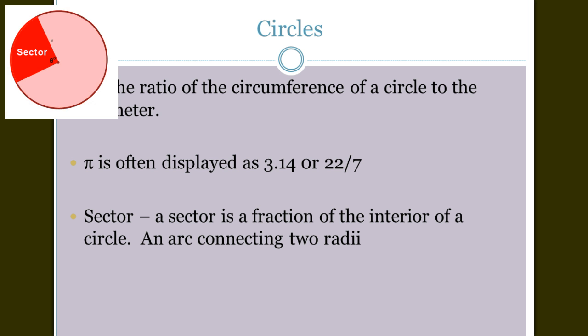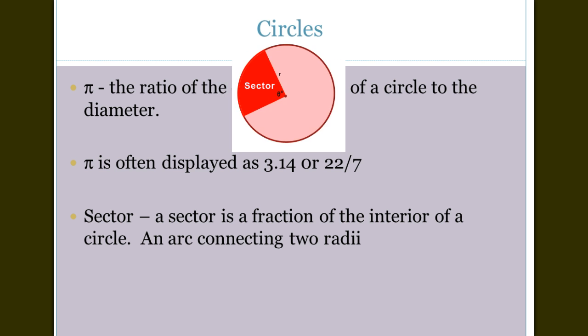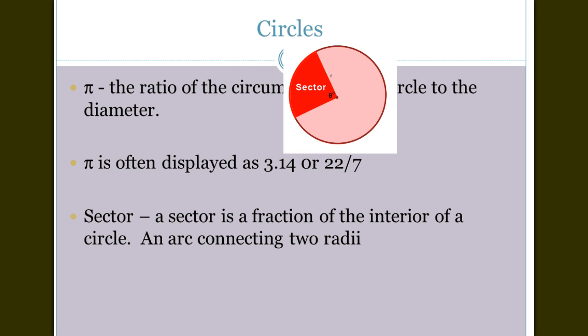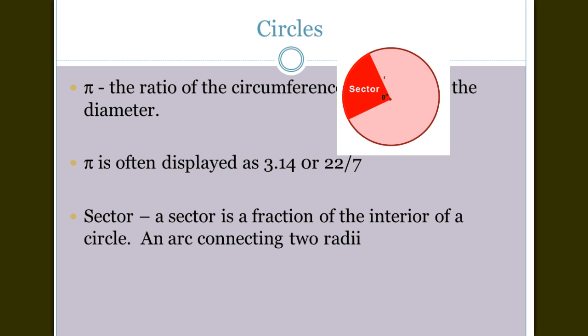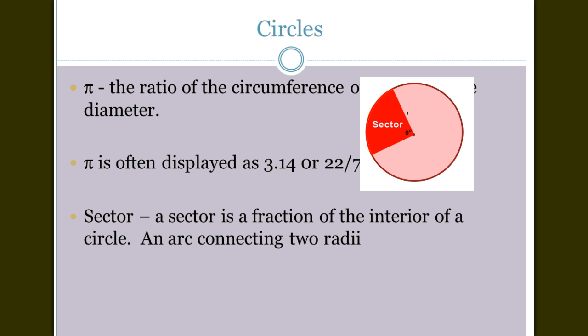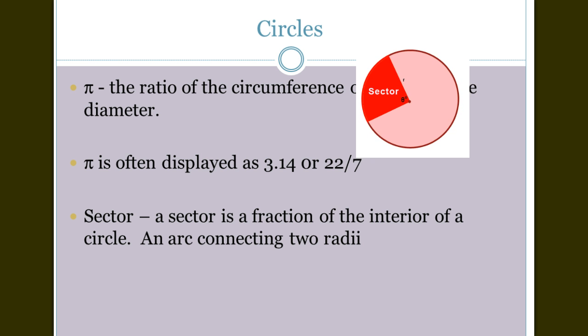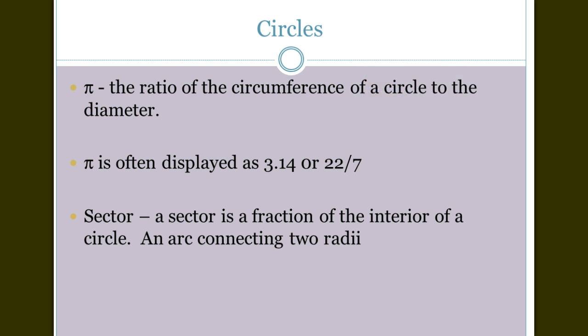A term that we won't spend too much time with is the sector of a circle. A sector is a fraction of the interior of a circle, and it has an arc connecting two radii. So two radii would be like spokes coming out from the center, and then the arc is that rounded piece of the pie. If you want to get a picture of what that is in your head, picture that circle and two spokes coming out of it, and where the two spokes are connected by the rounded edge of the circle. That's what a sector is.